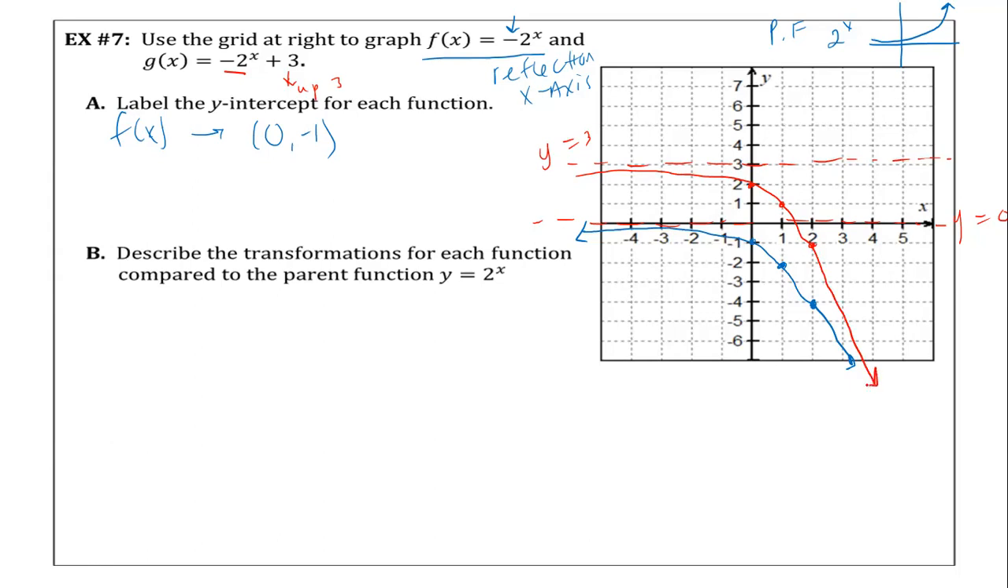I feel like that's fairly good. Actually not bad. Thank you. So now the y-intercept for g of x is where? At 2. So we're at 0, 2.